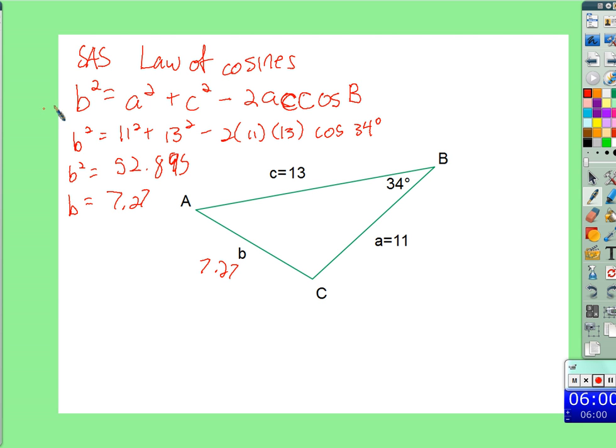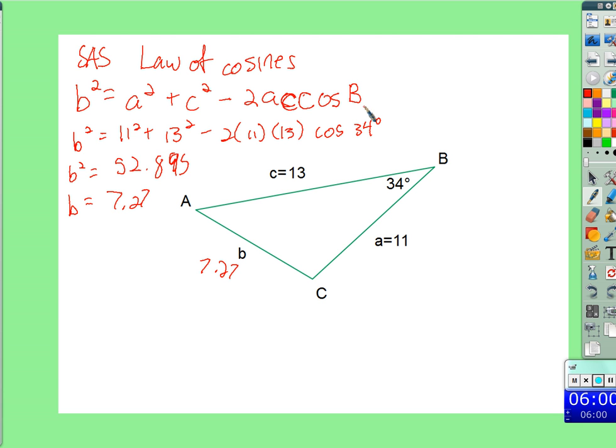Notice in the law of cosines, the names of all of these sides and angles are not that important. If I call one angle A instead of C, then I just need to make sure that the side across from it is called A and so on. So really what we have here is a way to solve for this side, and that side is always across from this angle.